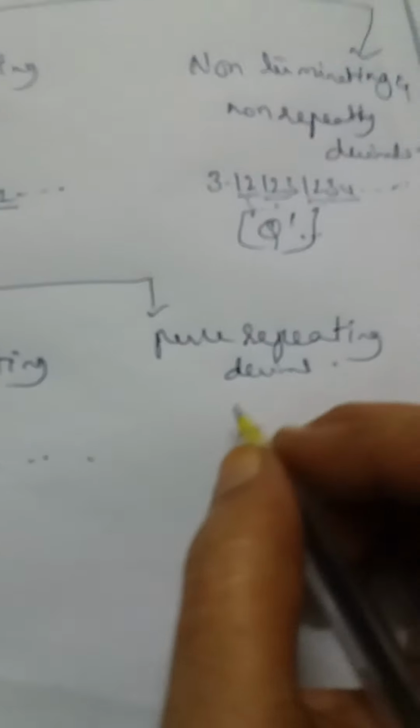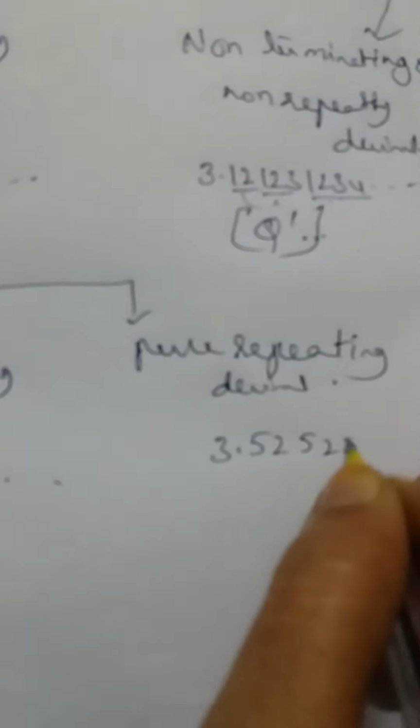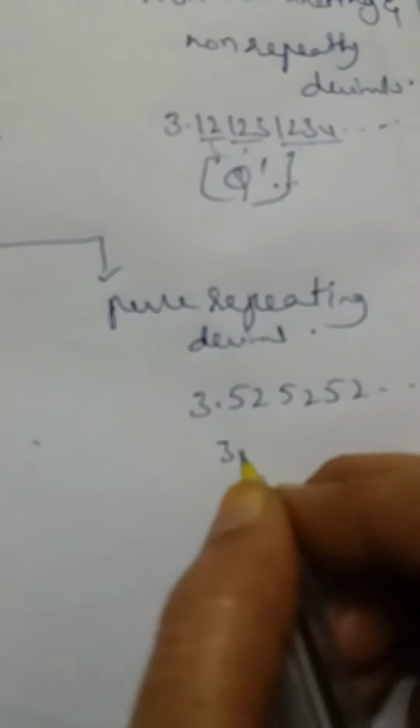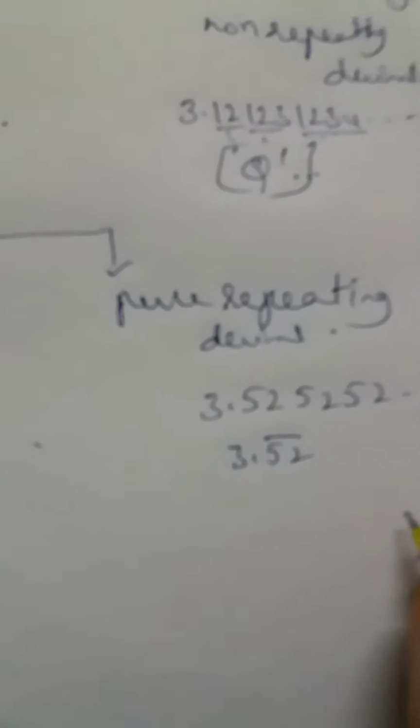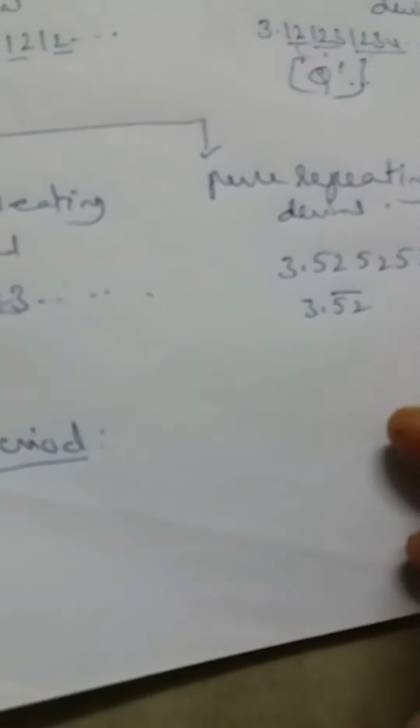What is a pure repeating decimal? For example, 3.525252 and so on. The whole decimal part 52 is repeating continuously, so it is a pure repeating decimal. Now let us learn about period and periodicity. What is period? In 3.52 bar, the decimal part 52 is repeating. So the period of the decimal is 52.